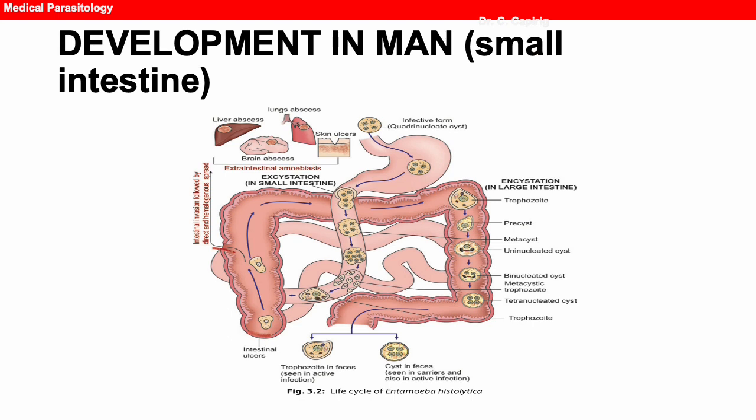Now, what happens during infection? So, an infective form or quadrinucleated cyst is ingested. It goes into the esophagus, then to the stomach, and then it goes into the small intestine. And in the small intestine, it is where excystation of the parasite occurs. Again, what is excystation? This is the conversion of cyst to trophozoites. Now, once cyst is converted to trophozoite, it then travels to the large intestine, in which the trophozoite can cause colitis or inflammation of the colon.